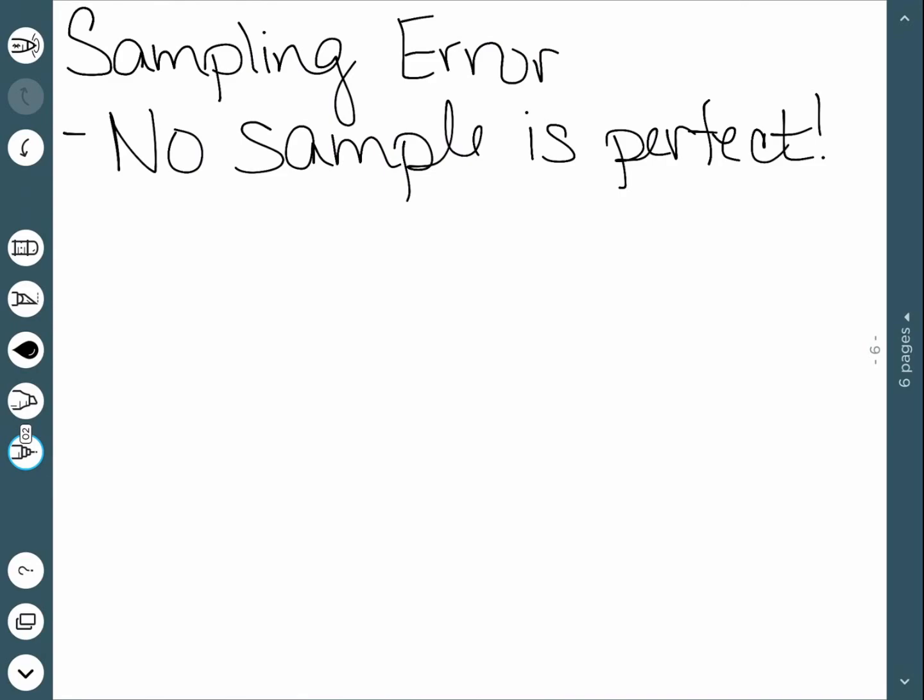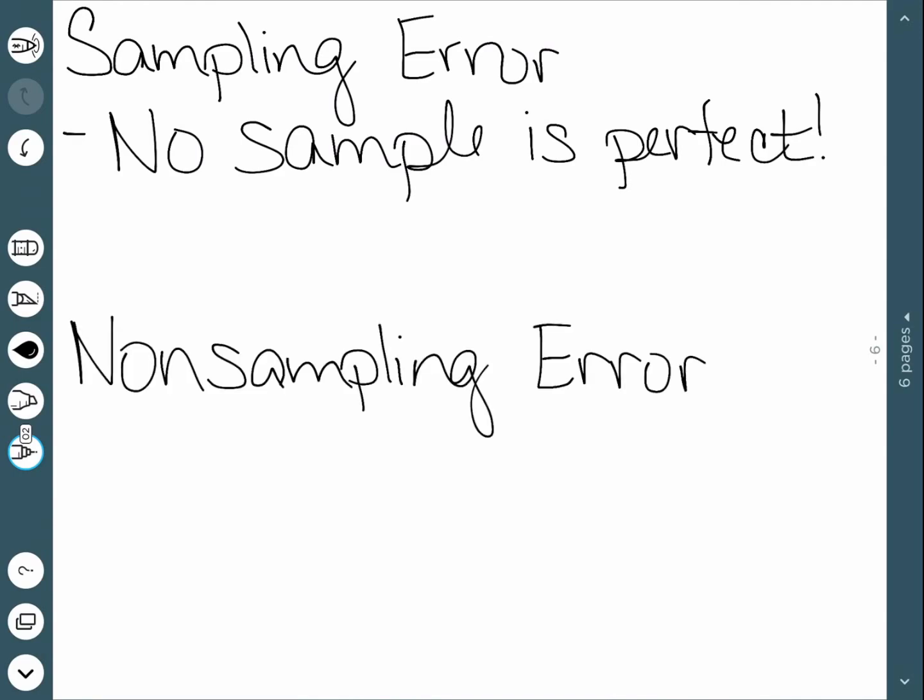No sample can be perfect unless we were to actually complete a full census and talk to everyone in the population. There's also error called nonsampling error, and this is any error not directly the result of a sample. It could be data that was obtained erroneously or human error. We're typing in thousands of numbers into a program. Maybe we made a mistake in typing a data point in, or maybe our calculations were off somehow. So this is any kind of data error that's not a direct result from the sample.